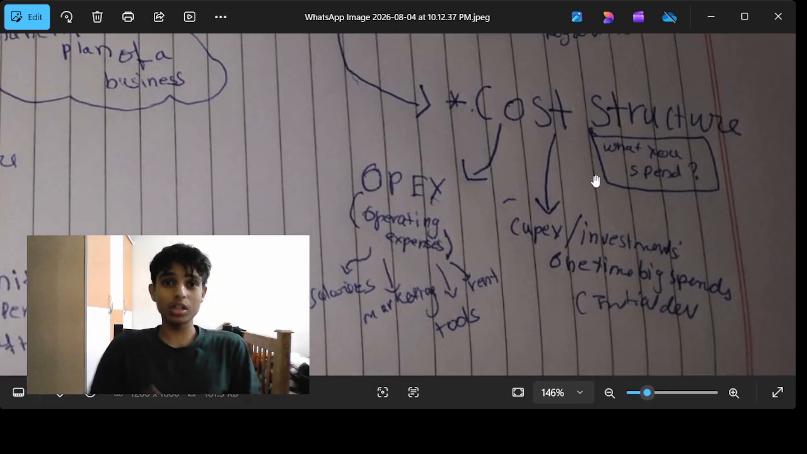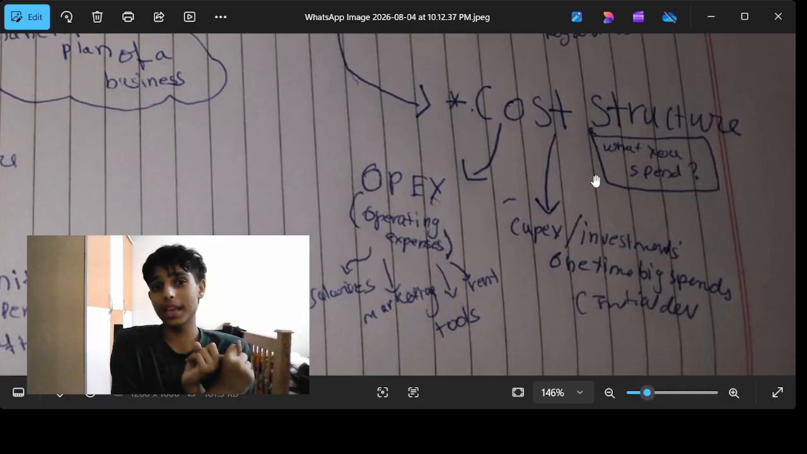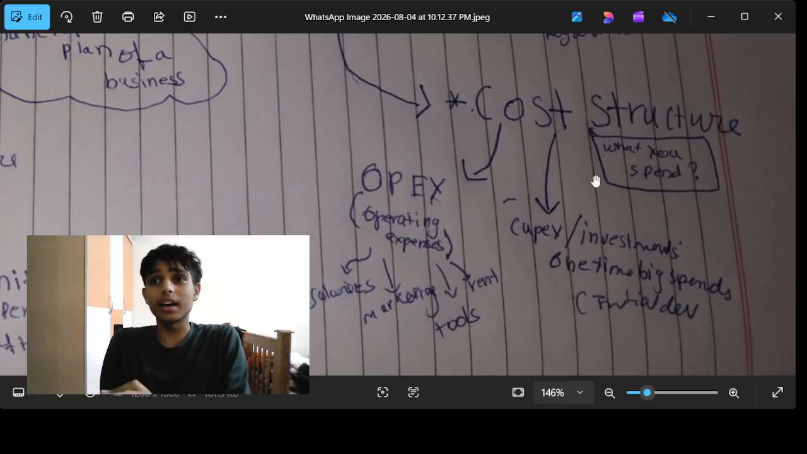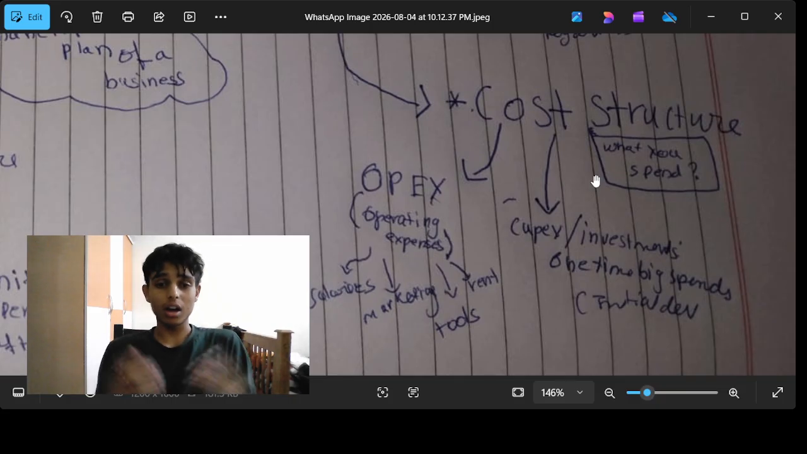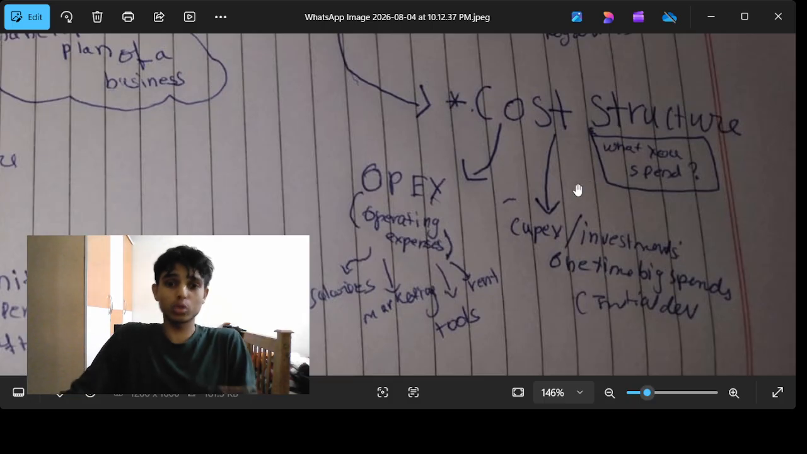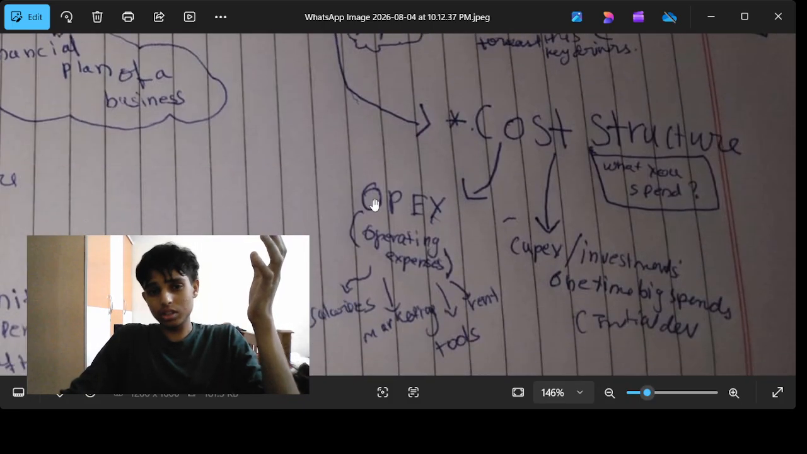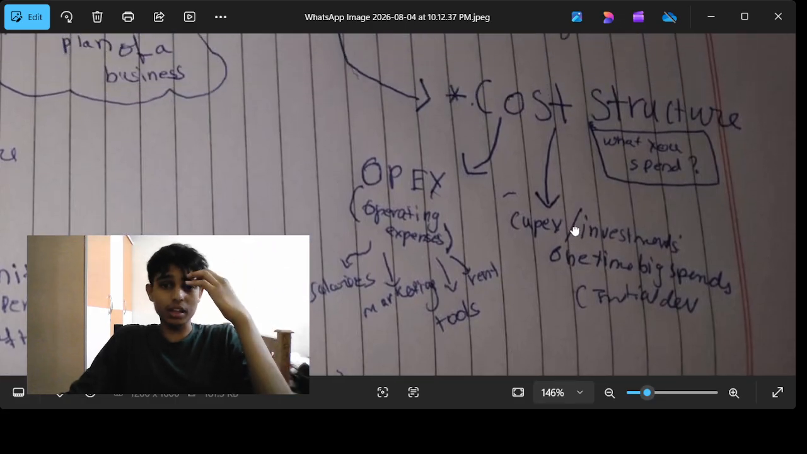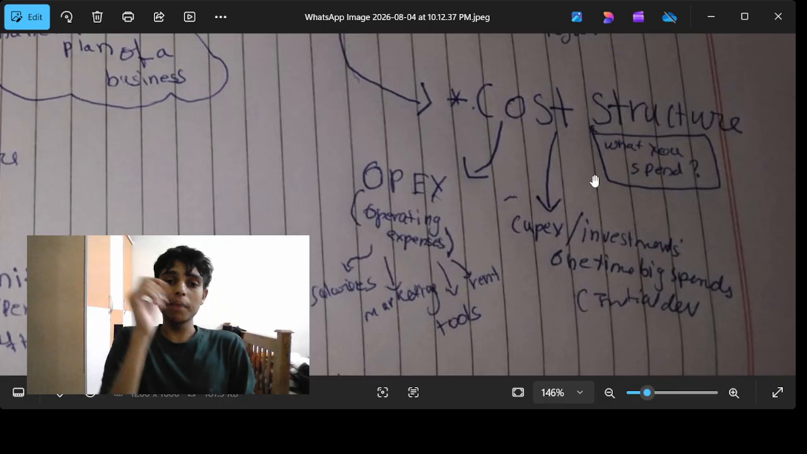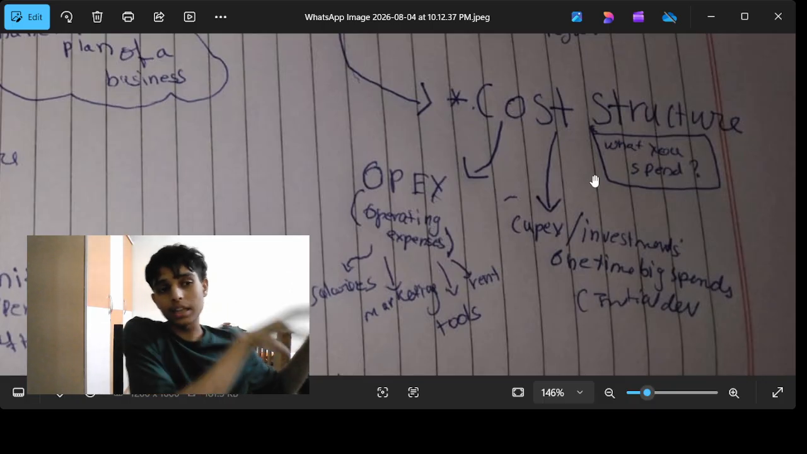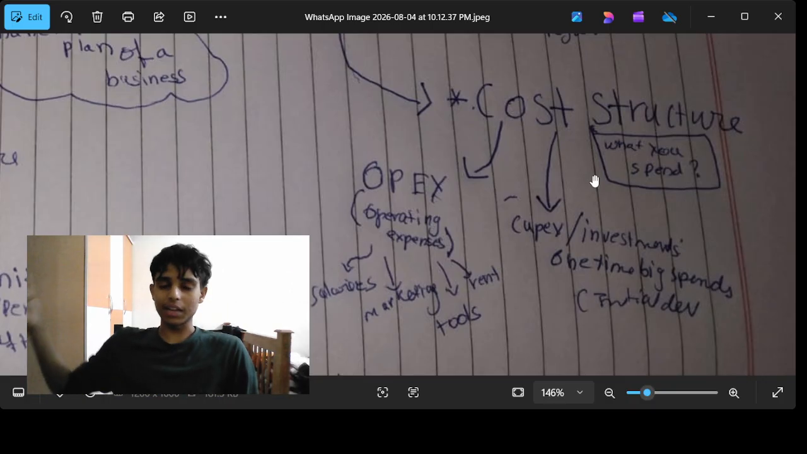Along with that, there is OPEX, which is operating expenses. Operating expenses are the salaries that you're paying to your employees, the building that you have rented to keep your team in, the marketing, the rent, and tools, which you can consider to be infrastructure cost. But along with OPEX and COGS, on another side there comes CAPEX, or investment.